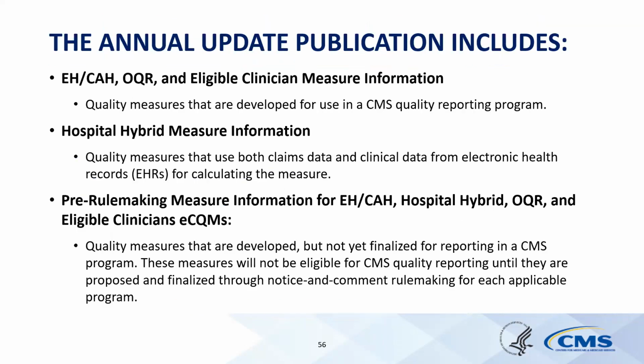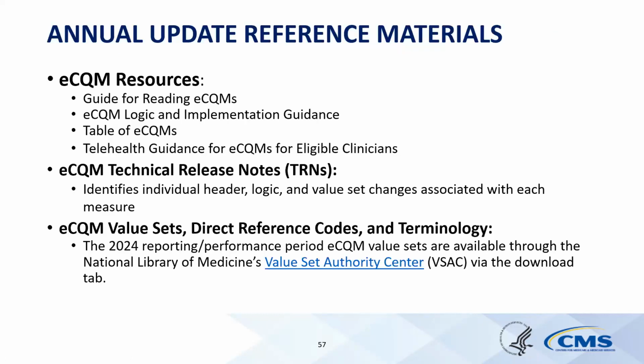This year, the annual update publication includes the publication of eligible hospital and critical access hospital, outpatient quality reporting, and eligible clinician measures that have been developed for use in the 2024 reporting of CMS quality reporting programs. The hospital hybrid measures, quality measures that use both claims data and clinical data from electronic health records for calculating the measure, are also posted to the eCQI Resource Center. There were also several pre-rulemaking measures published that are currently undergoing consideration or proposed for inclusion in a CMS reporting program for EHCAH, OQR, hospital hybrid, and eligible clinicians. Next slide, please.